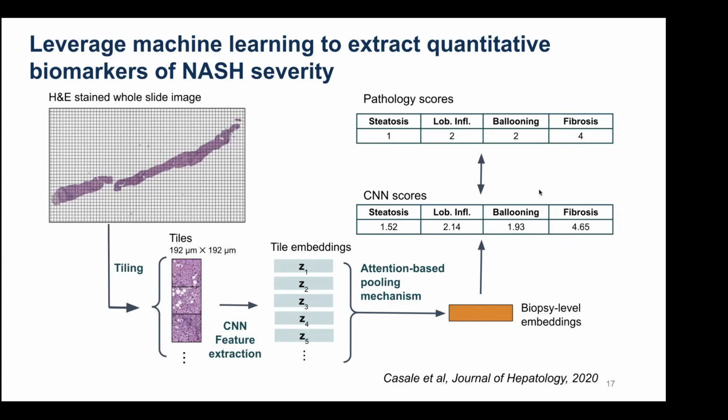The attention-based pooling mechanism was implemented in a way that the model could focus on specific parts of the biopsy for scoring a process like steatosis, but different parts of the biopsy to score other processes, such as ballooning or fibrosis.